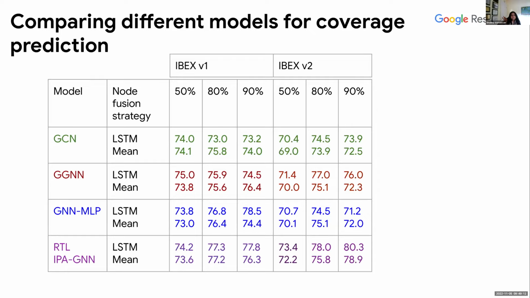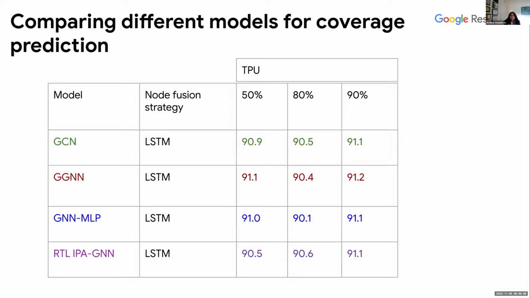And what we found was that these are pretty close, but the IPA GNN does win out every single time. As you can see, in the case where there's a 72 versus a 78, 73 versus 75, it does win out, although by not a very large margin. So in these designs, and even in the TPU designs, it does look like these are pretty close. Even if you don't model the control flow, it ends up being pretty good anyway. The prediction ends up being pretty good.